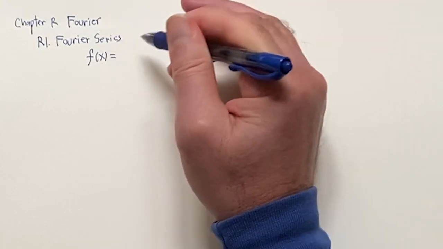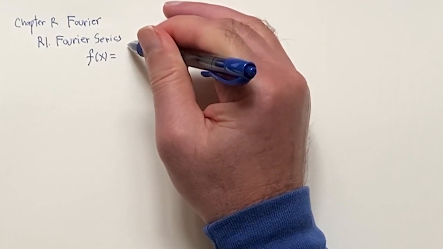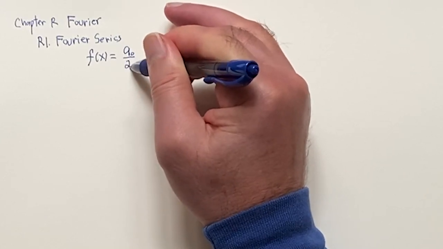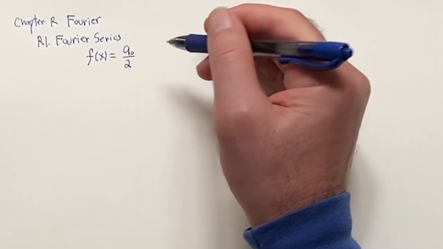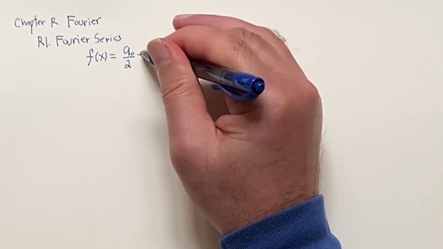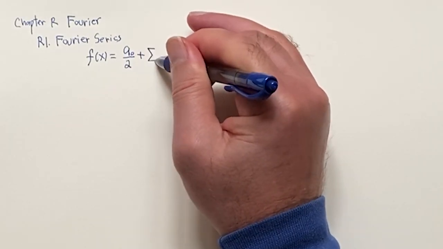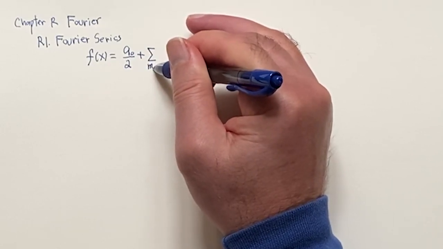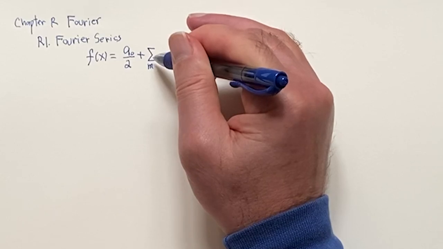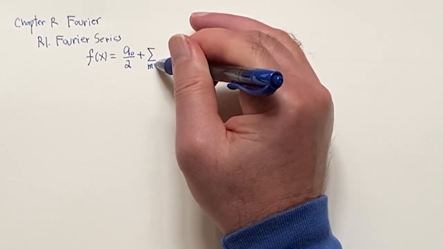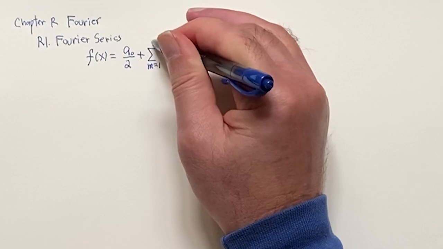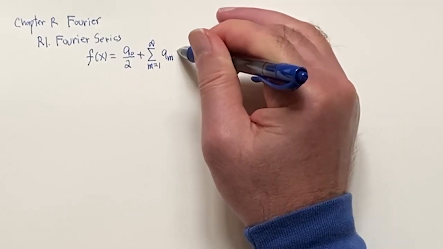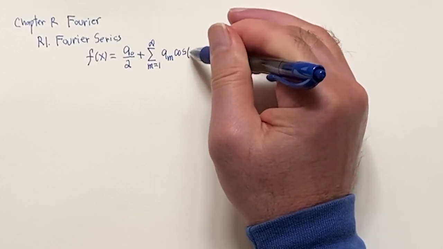A function can be expressed in terms of, here I'm going to put a constant term, and I'm going to divide by 2, and you'll see why that's convenient in a second. And this would be a sum from m as an integer, say 1, 2, 3, 4, 5. m stands for those positive integers. So m is going to go from 1 to infinity. And we're going to look at cosines and sines.